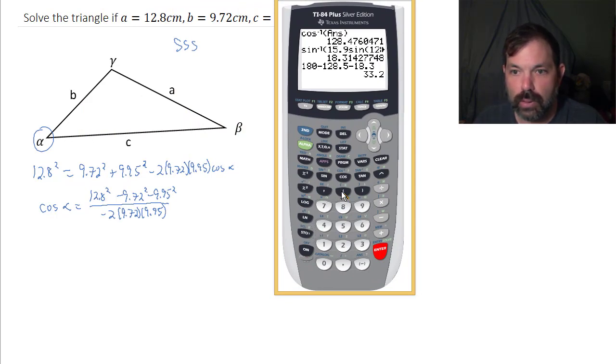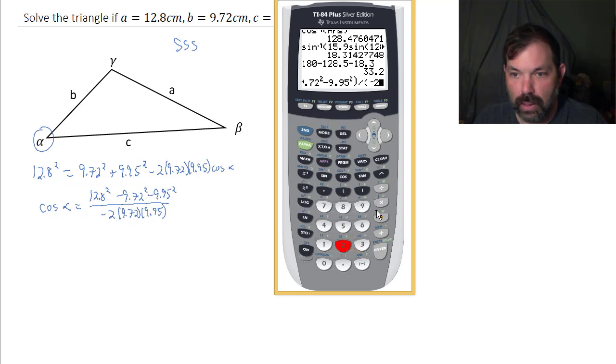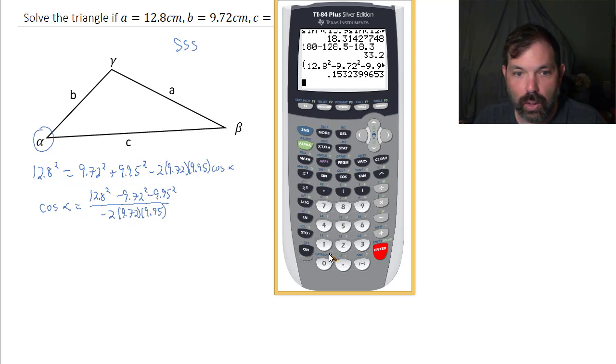Alright, so I'll go ahead and do this all in one. 12.8 squared minus 9.72 squared minus 9.95 squared. There's the numerator. Close that off and divide that by the denominator. Put parentheses around the denominator. Negative 2 by 9.72 by 9.95. Close off the denominator. Hit enter. Alright, and so then cosine alpha is approximately 0.15324.